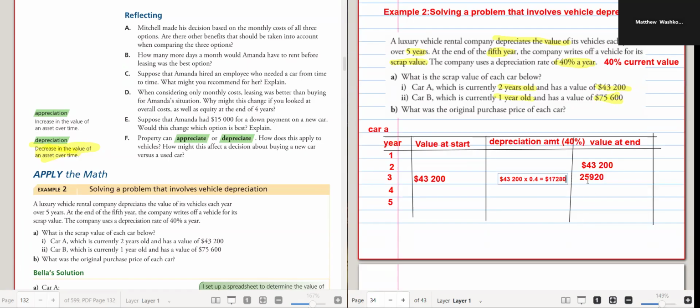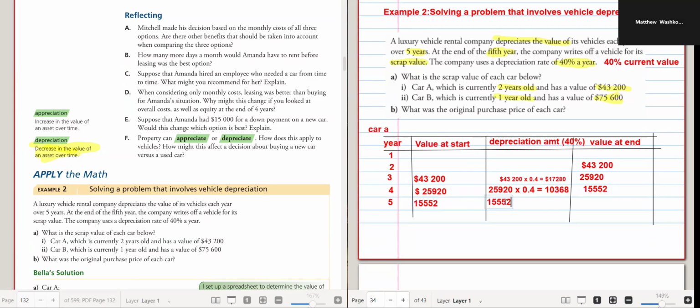$17,280. And how do I get this 25,920? I took this 43, I subtracted the 17, I get this. And we just keep on ending up with that same thing. 25,920 times 0.4, 10,368. So that's 55,552. Same thing. That's what we start with.